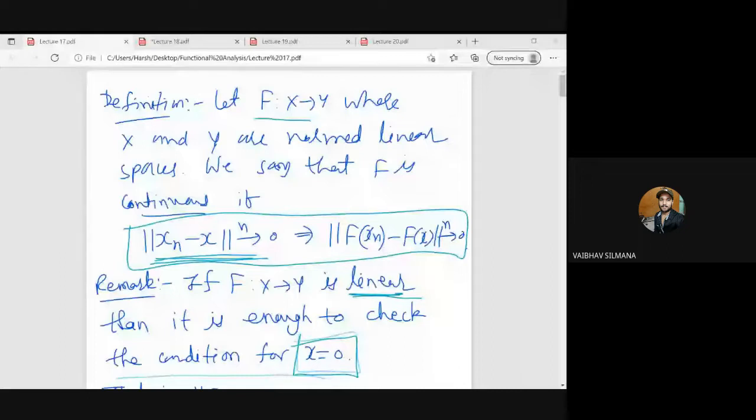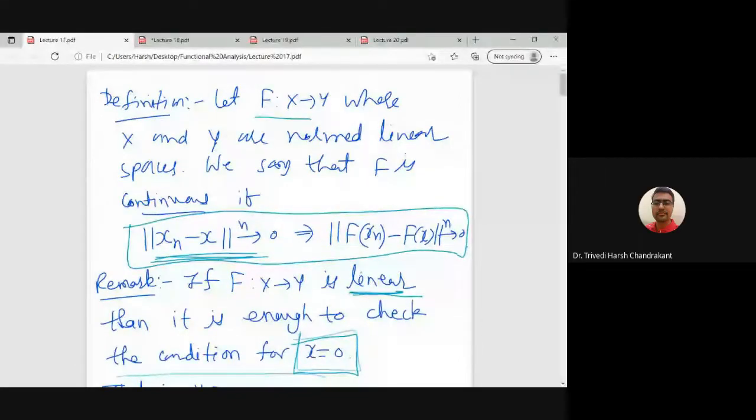Yes, sir. The last theorem I got out. Means, can you re-explain that? Last theorem means, okay, anyway, let me revise the main results first of all.